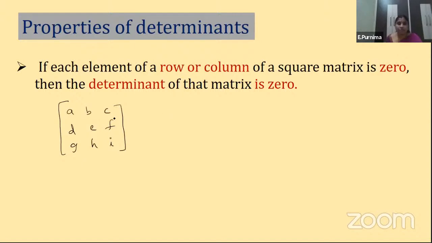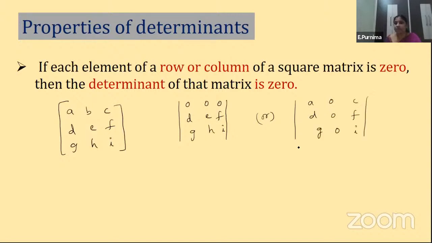Suppose the matrix is like this: instead of A, B, C, if I have 0, 0, 0 as the first row elements, D, E, F. It may be in the first row, or the second row, or the third row, or the first column, second column, or third column. Or like this also it can be A, 0, C, D, 0, F, G, 0, I. Suppose the matrix is like this. Here one column is 0, meaning every element of one column is 0. Here every element of one row is 0.